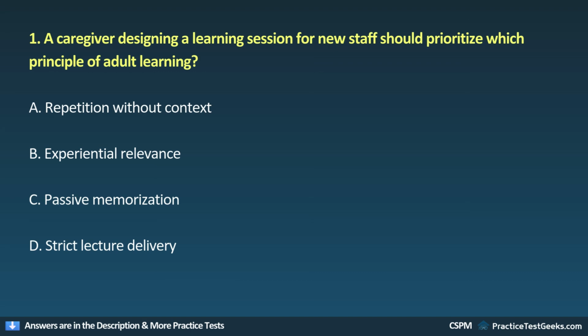1. A caregiver designing a learning session for new staff should prioritize which principle of adult learning? A. Repetition without context. B. Experiential relevance. C. Passive memorization. D. Strict lecture delivery.